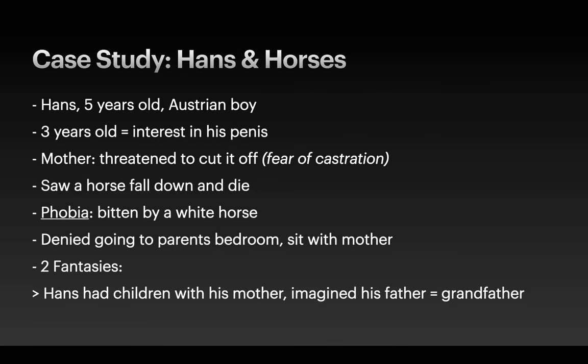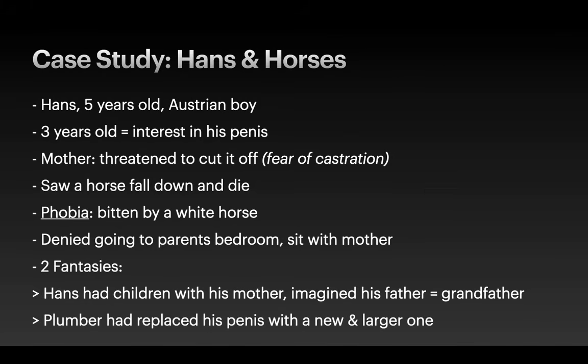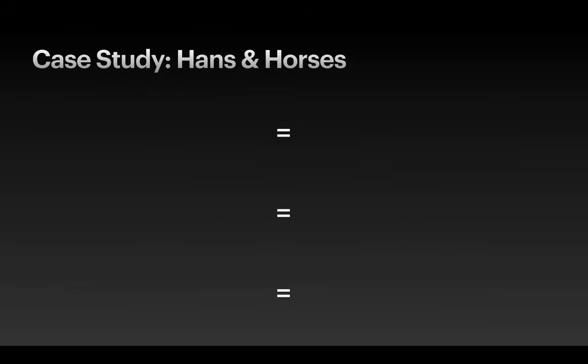He also had two fantasies. Hans had children with his mother, so he imagined having a sexual relationship with his mother, giving birth to children, and he imagined his father as his grandfather rather than as his actual father, right? He also had a strange fantasy of a plumber having replaced his penis with a new and larger penis, right? So it was a very strange fantasy, right? So this is a rather strange case study, but how did Freud explain it, right? So I believe Hans's father went to Freud and asked for help, right?